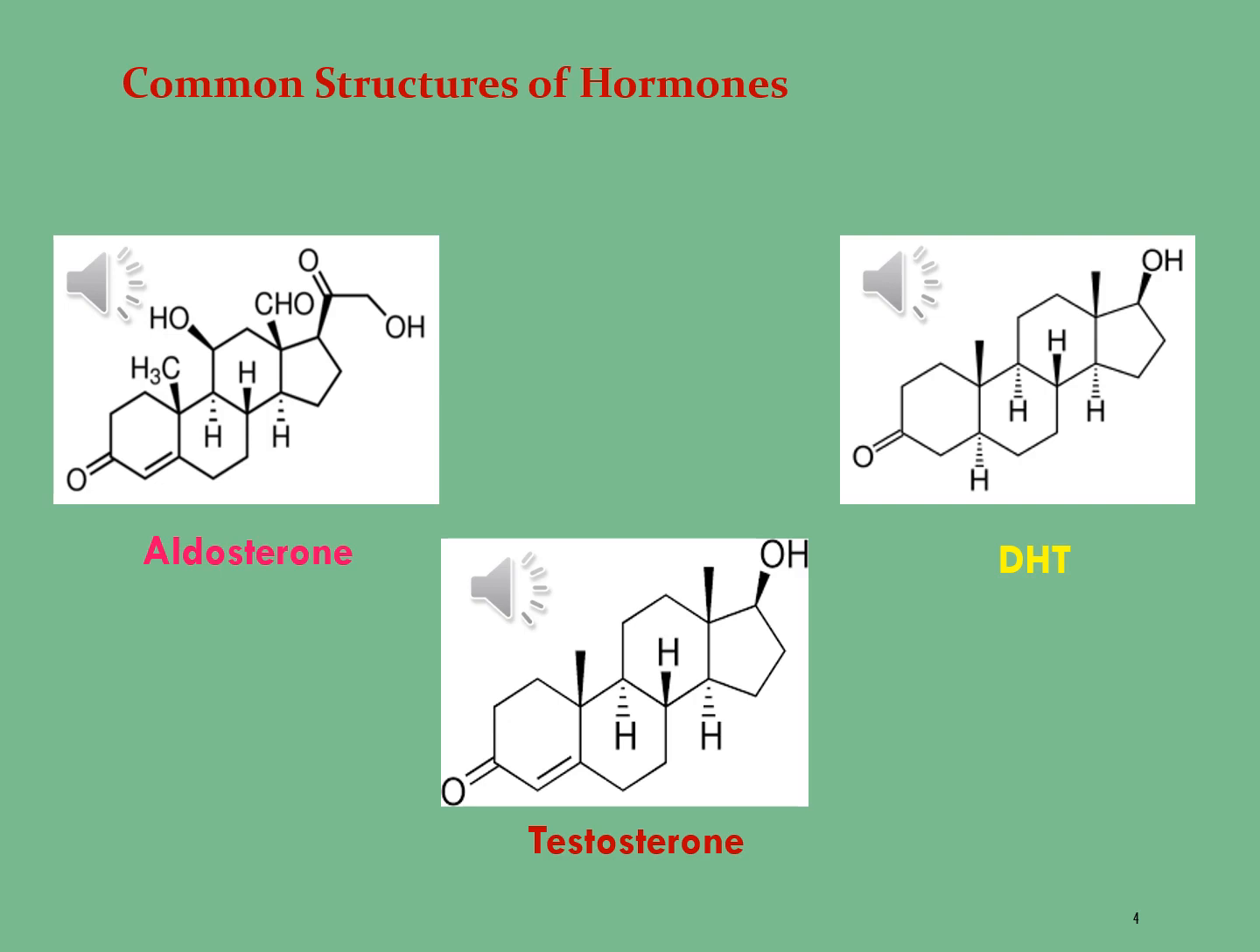Most DHT is produced in the peripheral tissues like the skin and the liver, whereas most circulating dihydrotestosterone originates specifically from the liver. So these are the major sources from which dihydrotestosterone is generated.